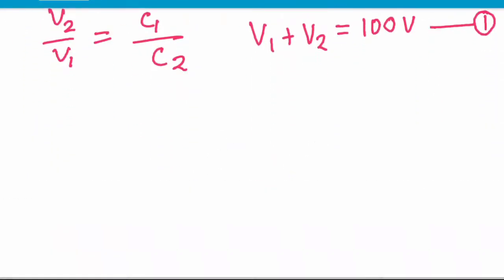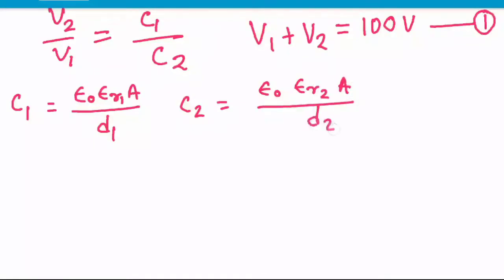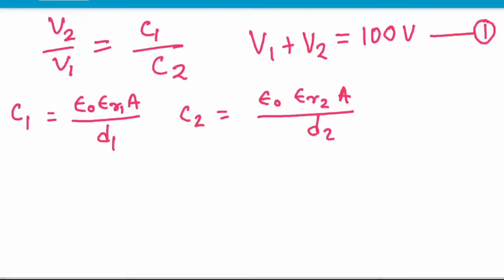Now what is the formula for capacitance of a parallel plate capacitor? Epsilon 0 epsilon R A by D. Suppose this is D1 and this is epsilon R1, the relative permittivity, and epsilon 0 is the permittivity of air, 8.854 into 10 to the power minus 12 farad per meter. So this is the formula, and C2 will similarly be equal to epsilon 0 epsilon R2 A by D2. These are the formulas, and now we are applying them.